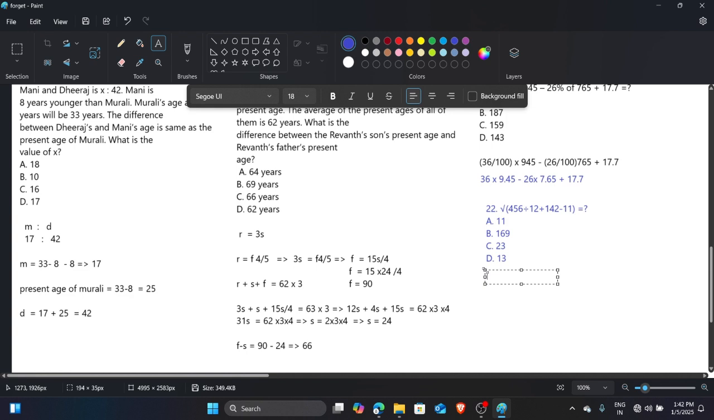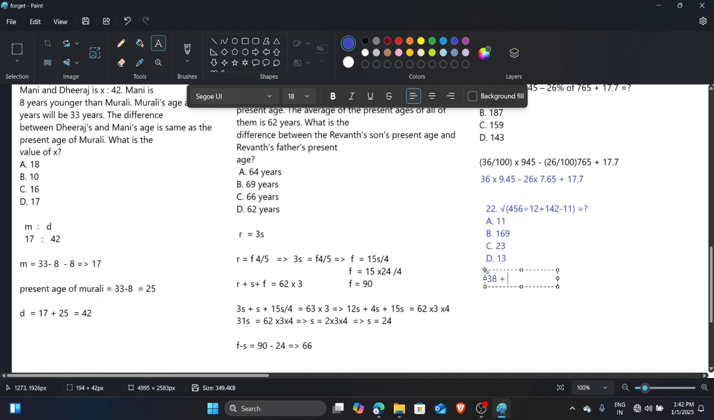So first we have to divide 456 divided by 12. So 12 ones are 12, 12 twos are 24, 12 threes are 36. So what is remaining? 96 is remaining. So 12 eights are 96. Okay, so 38 is the answer.